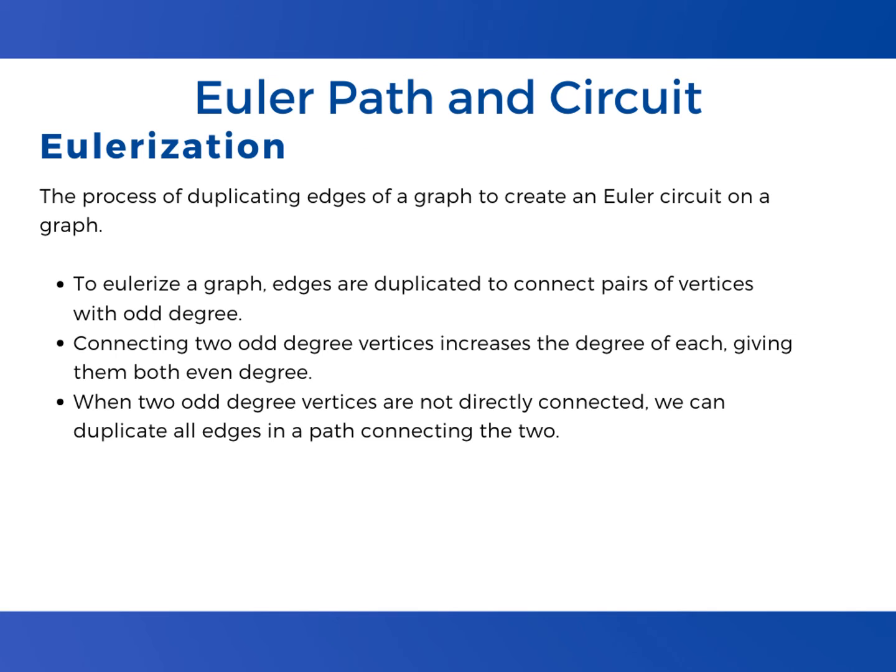But what if the graph doesn't have an Euler circuit? We can apply Eulerization, which is the process of duplicating edges of a graph to create an Euler circuit. Basically, we are duplicating edges of odd degree vertices so that they will become even. Here are the important things to consider.